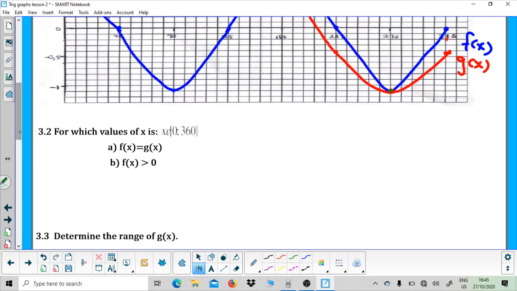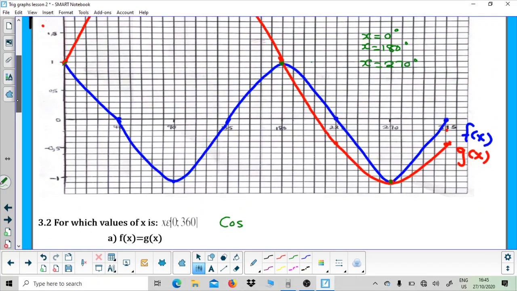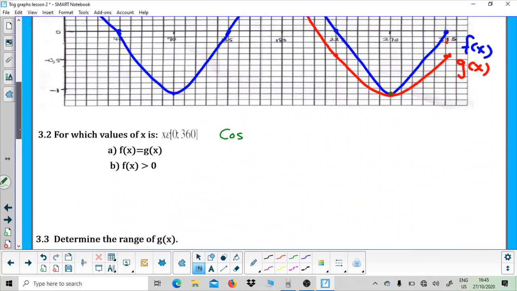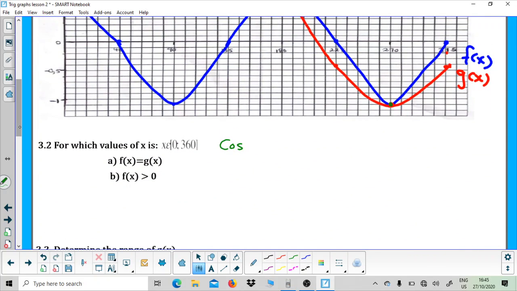So what were the two equations? If you still remember, the function f of x was cos x. No, let's just make sure, was it cos x or cos 2x? It was cos 2x. That is the reason you cannot do it, I see. So this one is going to be cos 2x, and then the other function, g of x, is 2 sine x plus 1.